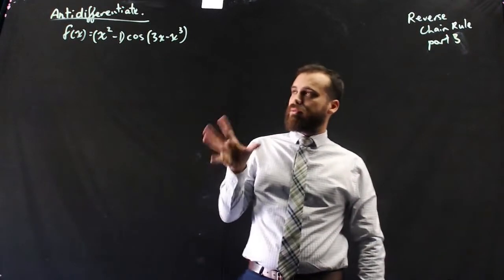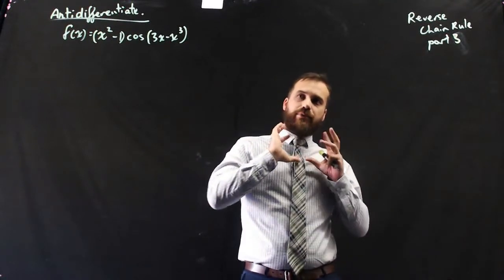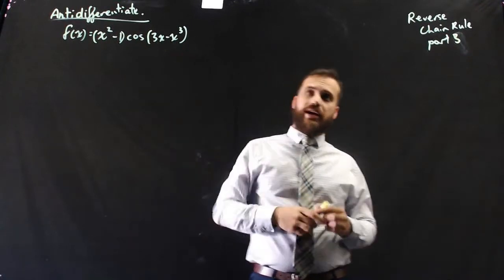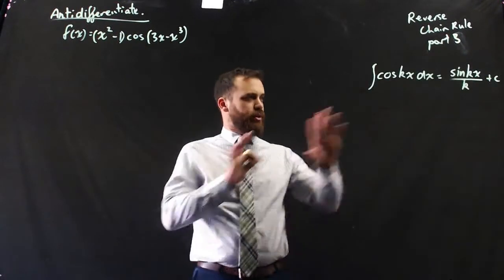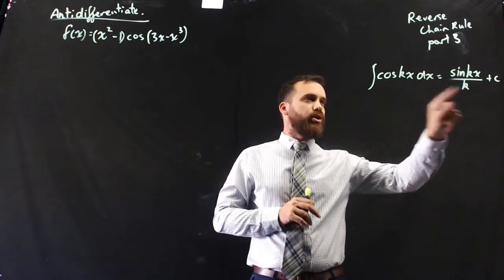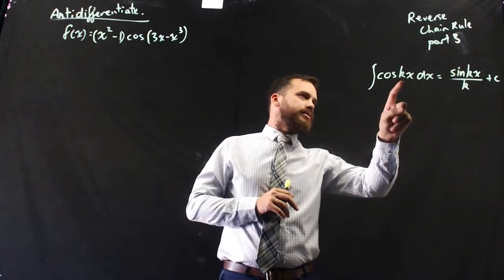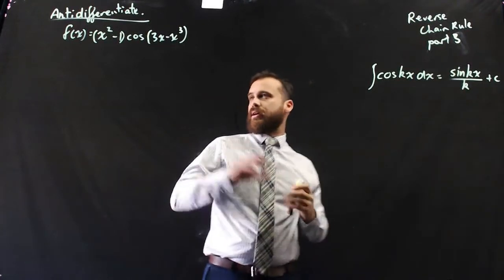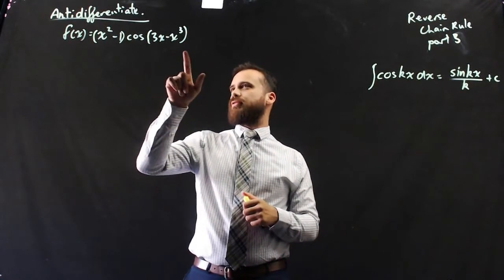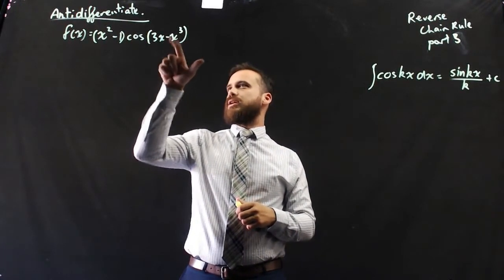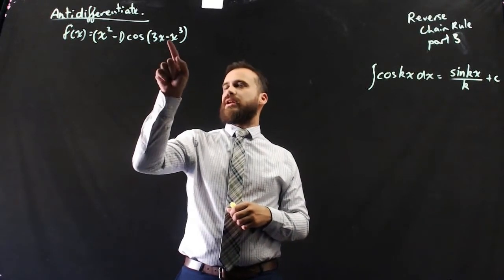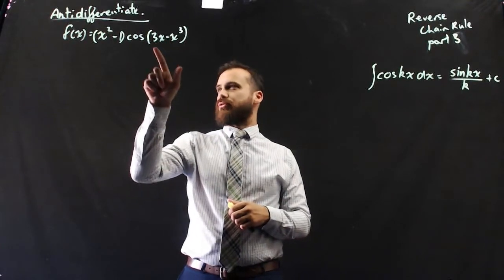Now, before we start, it's probably a good idea to revise, or maybe learn for the first time, a rule for integrating a cos. So here's our little rule here. The integral of cos kx with respect to x is equal to sin kx over k, this number here, plus c. Now, if you look here, 3x − x³, the derivative of that is going to be 3 − 3x², so negative 3x² plus 3.